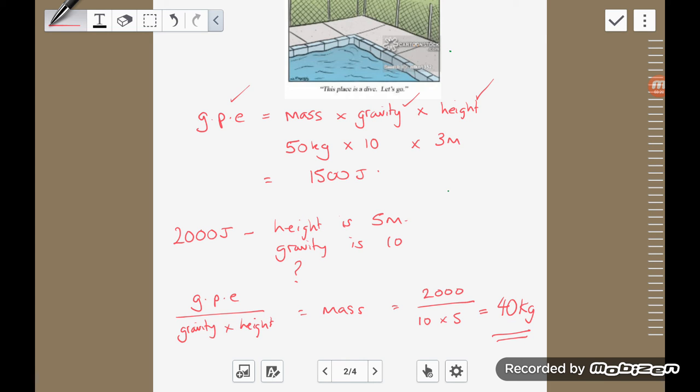Really simple, know the formula. Gravitational potential energy equals mass times gravity times height. You'll be given 3 out of the 4, and you've got to fill in the missing blank, and at worst make one of them the subject of the formula.